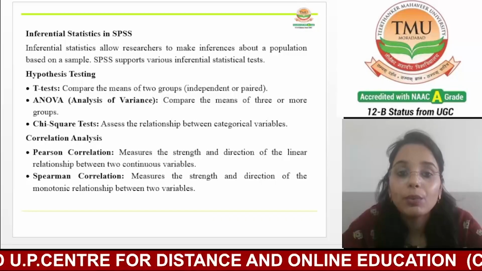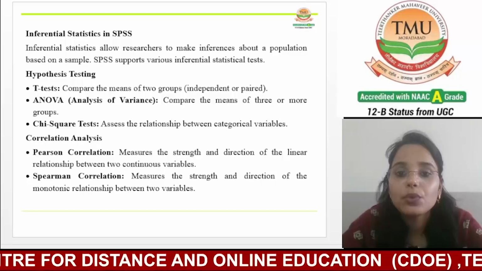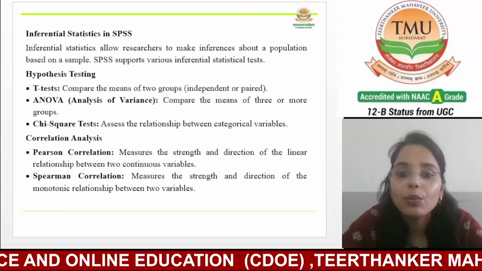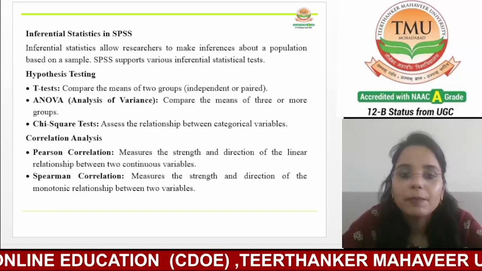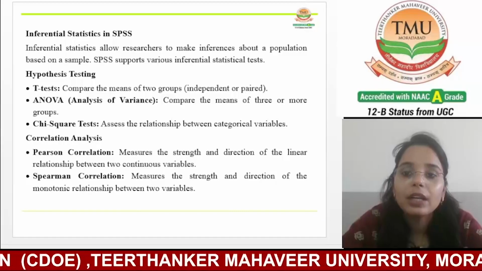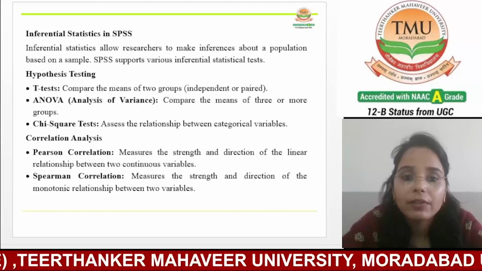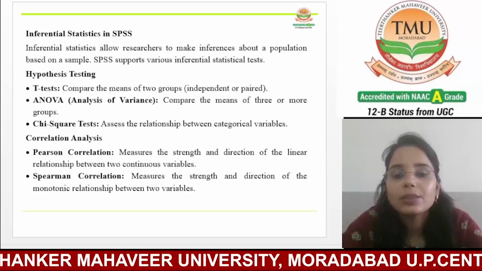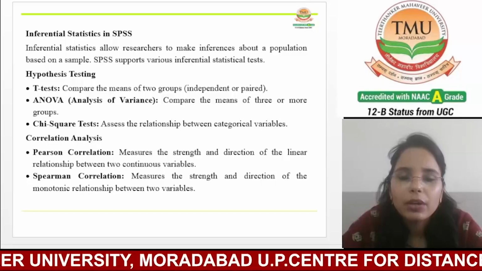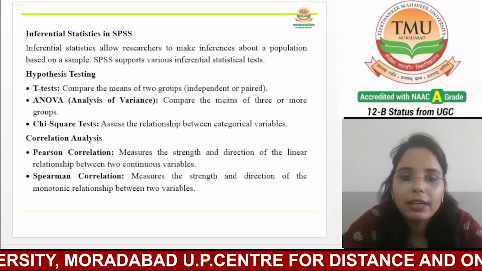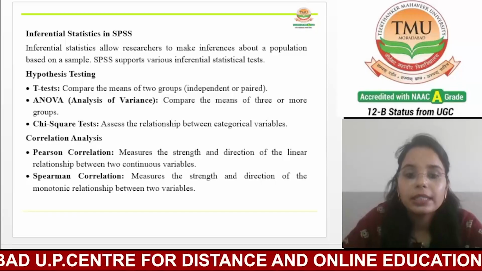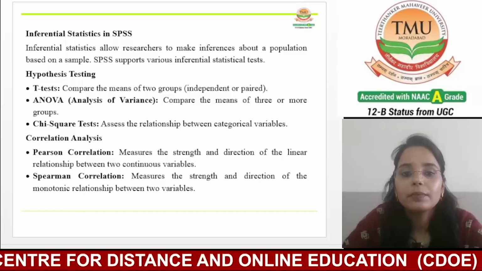One-way ANOVA is used when comparing the means of three or more independent groups based on one factor. In SPSS, one-way ANOVA is performed by selecting the dependent variable and the grouping variable. If the test shows a significant difference, a post-hoc test can also be conducted to identify which specific groups differ from each other.